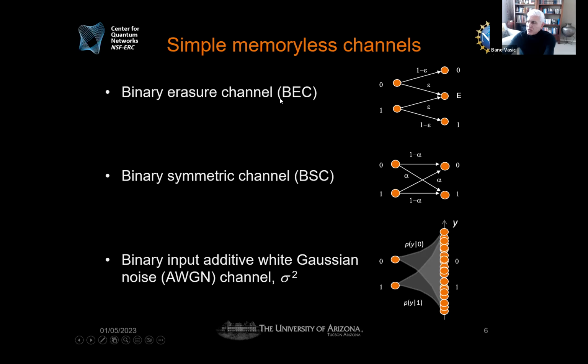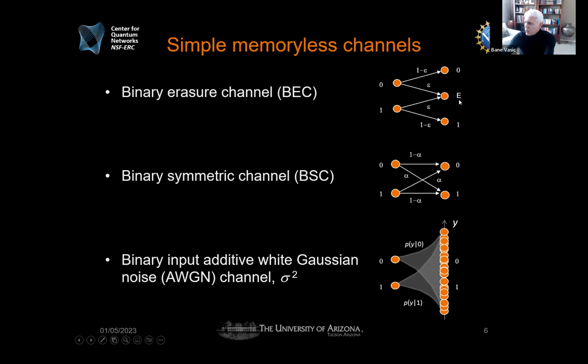So for the first channel that we consider, which is the binary erasure channel, there are 2 binary inputs, 0 and 1, but at the output we can have 3 symbols: 0, 1, and a special symbol that we call the erasure. These numbers on the edges denote probability. So this 1 minus epsilon, think of epsilon as some small number, is the probability that when I transmit 0, I receive 0. So you see, when I transmit 0, there is a small probability that I get an erasure, this erase symbol.